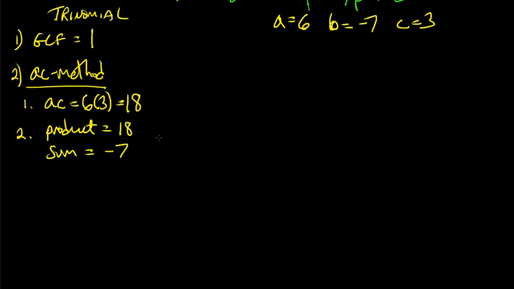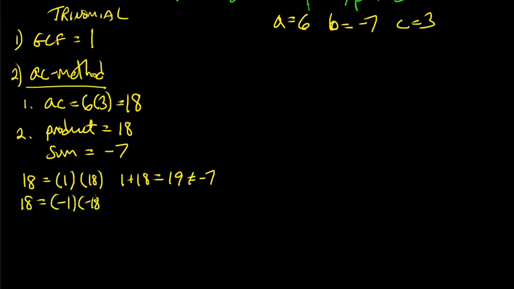So let's see, how do we find those? Let's start with the obvious. 1 times 18 is 18, but 1 plus 18 is 19, which is not negative 7, so that's not a match. And worse, it's not even the same sign. It should be a negative, not a positive. Okay, so that tells me that both numbers should be negative.